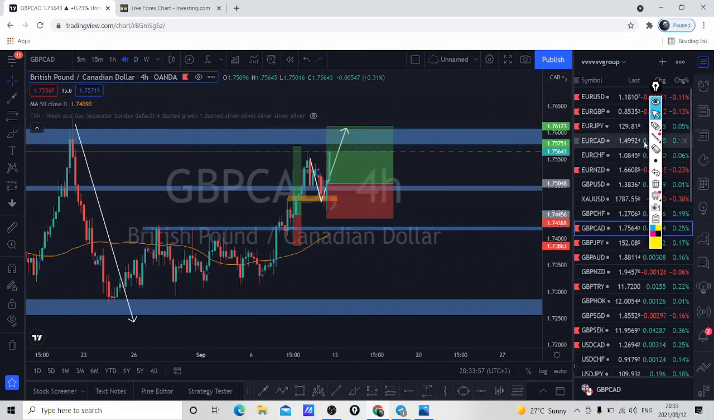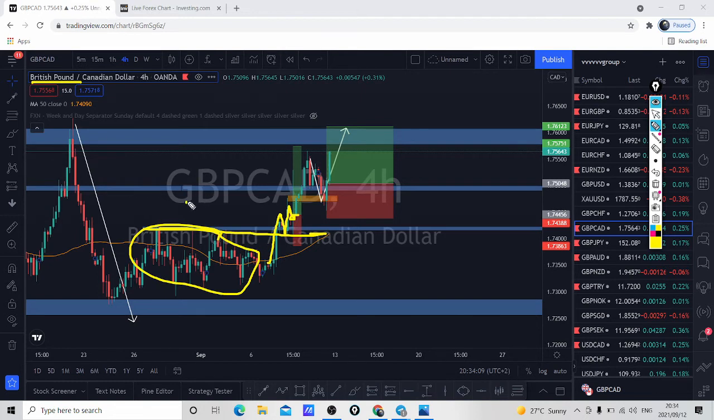So this is what we've been getting. I entered here because I saw that the market had broken this, and at that time GBP was trying to go up and CAD was trying to go down. So that's why I caught this entry here for a buy, and then I waited for a retest and caught another entry for a buy.